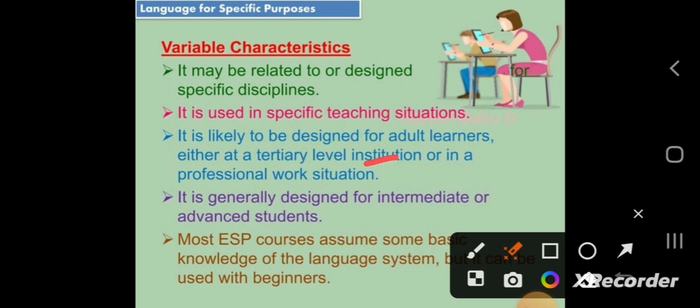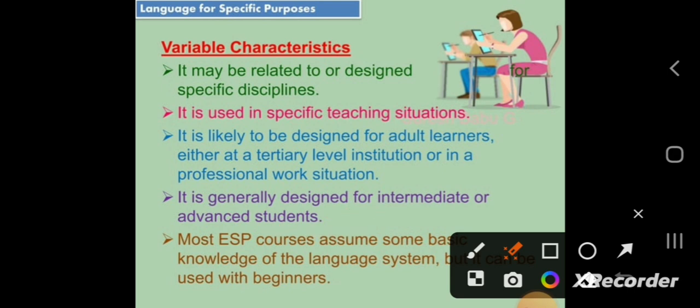It is likely to be designed for adult learners, either at a tertiary level institution or in a professional work situation. ESP courses are commonly aimed at adults, including those enrolled in tertiary education institutions or engaged in professional roles. The content is typically advanced and assumes a certain level of existing knowledge and experience. It is generally designed for intermediate or advanced studies.